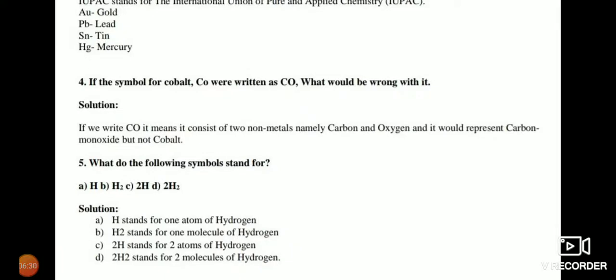This question is meant for us to understand the different ways we are representing different things. Like capital H stands for one atom of hydrogen. H2 stands for one molecule of hydrogen. This H2 formula represents that two atoms combine to form one molecule of hydrogen. 2H stands for two atoms of hydrogen and 2H2 stands for two molecules of hydrogen.